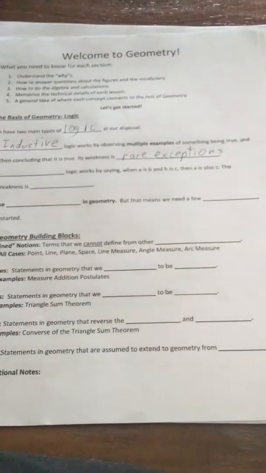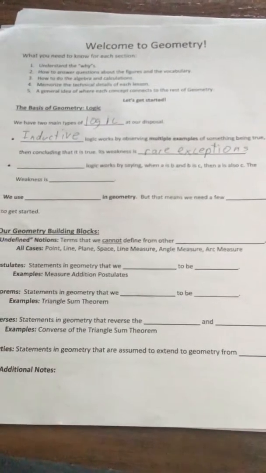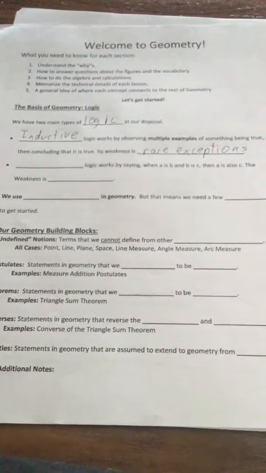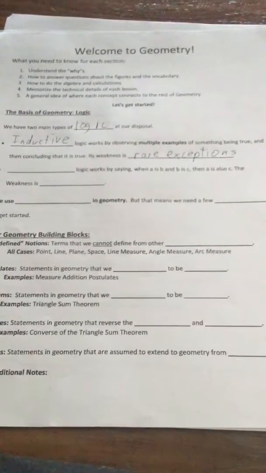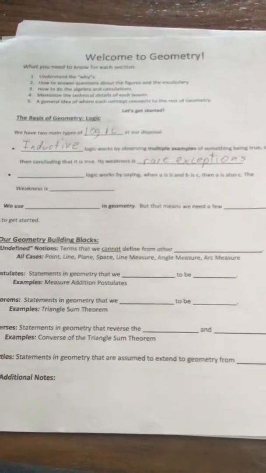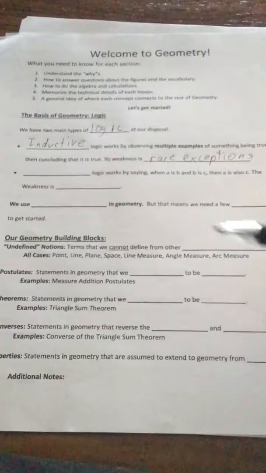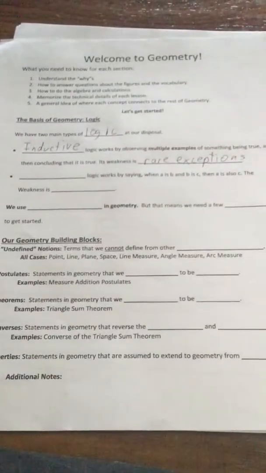So the thing is, that's what we're talking about when we say, is that square? Is your phone basically a square? Is it a rectangle? Is it what you think it is? We're worried about rare exceptions. We're worried about things not working exactly the way we think they are. Now, since inductive logic is very, very limited in math, we're going to use deductive logic.